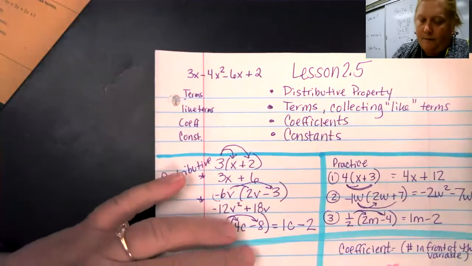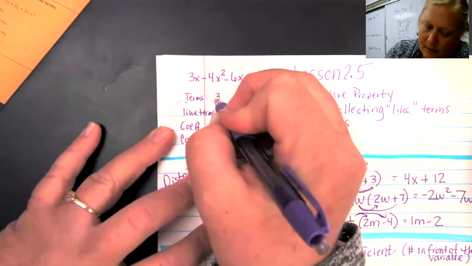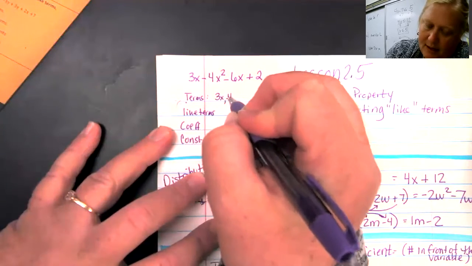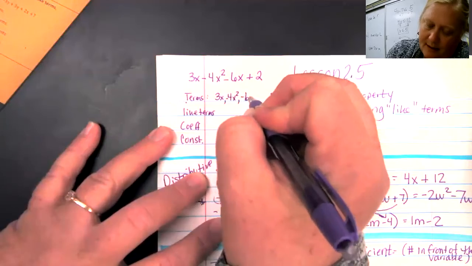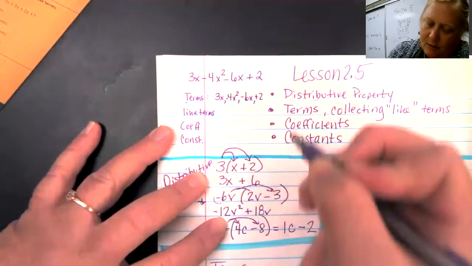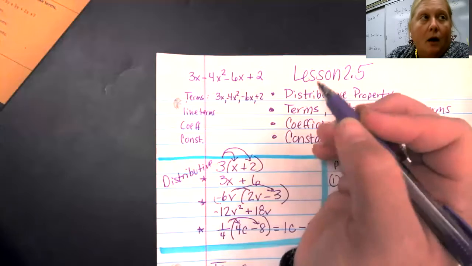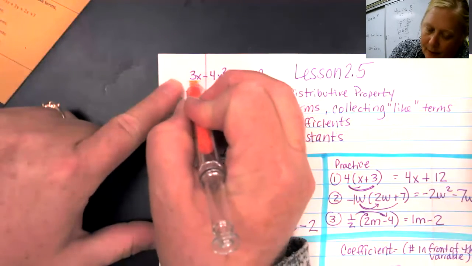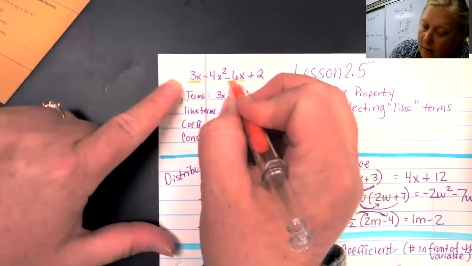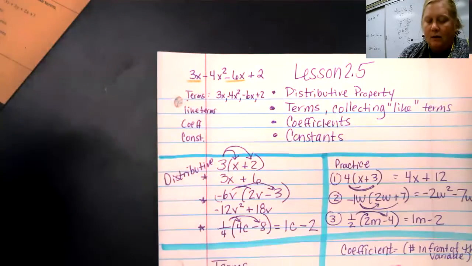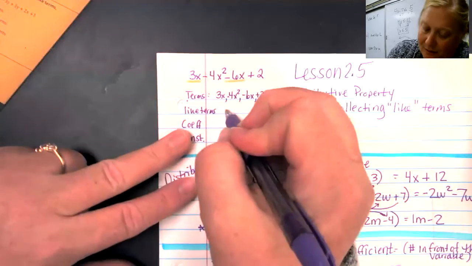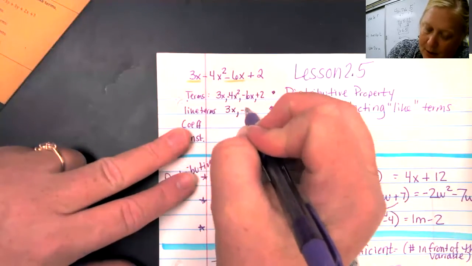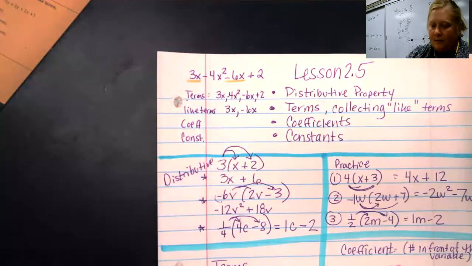All right, are you ready? The terms: 3x, negative 4x squared, negative 6x, plus 2, meaning positive 2. All right, now who's like terms? Remember, like terms are dealing with who has the same variables and even the same power. Well, right there, 3x and negative 6x. I can't count x squared because that's different. So 3x and negative 6x are like terms.